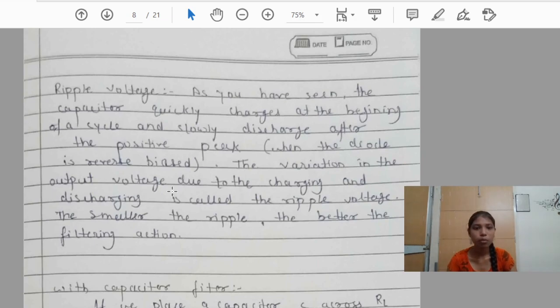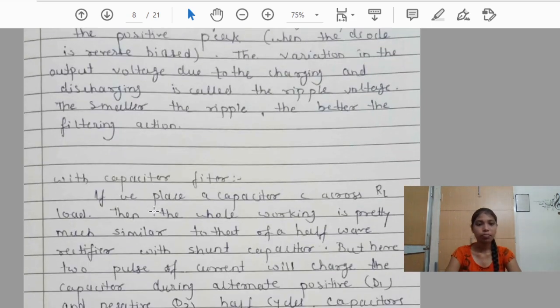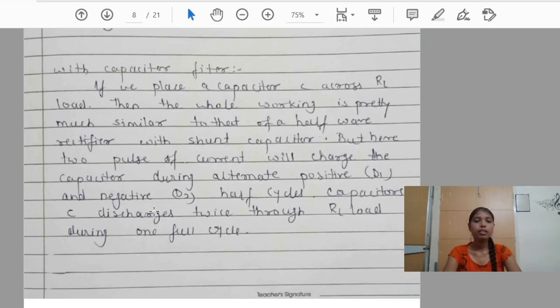We know the capacitor quickly charges at the beginning of the cycle and slowly discharges after the positive peak when the diode is in reverse bias. The variation in the output voltage due to the charging and the discharging is called the ripple voltage. The smaller the ripple, the better the filtering action. This is with a capacitor filter.